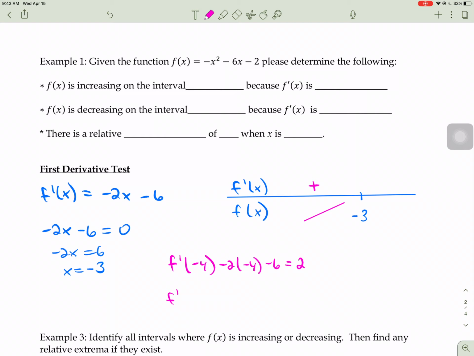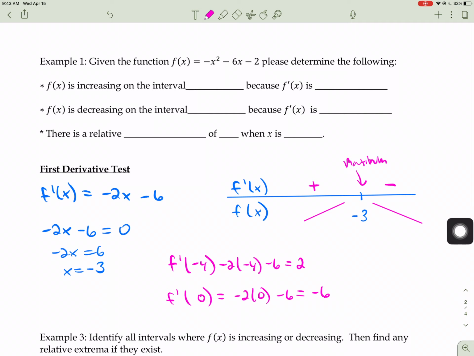Let's plug in a number to the right. I'm going to do 0. It's easier. So you get negative 2 times 0 minus 6, which is negative 6. So you get negative, so it's decreasing, which means there is a maximum. It's going from increasing to decreasing.